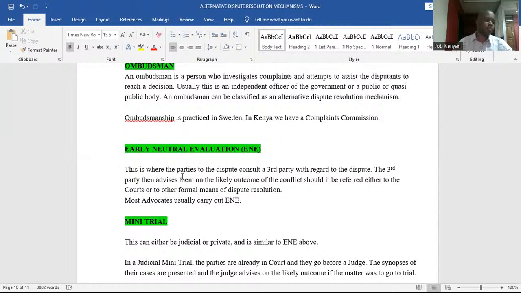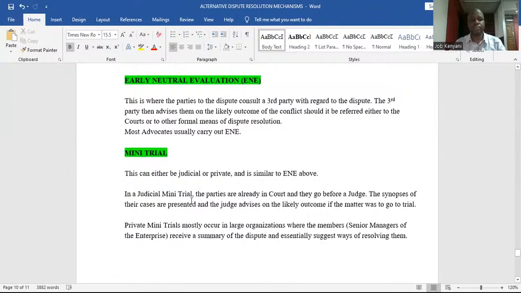A mini trial. This is where, before the proceedings formally commence, it can be either judicial or private. It is almost similar to early neutral evaluation above. In a judicial mini trial, the parties are already in the court and they go before the judge. The synopses of their cases are presented and the judge advises on the likely outcome quite early. So if one is found to be guilty, this will be the repercussions, this will be the penalty. The judge mentions that during the mini trial, or maybe they can say the pre-trial.